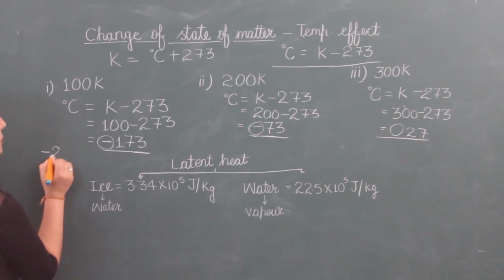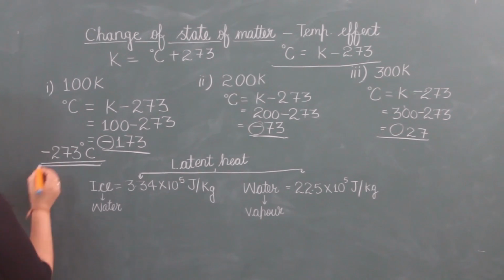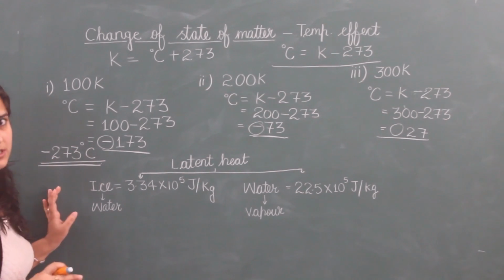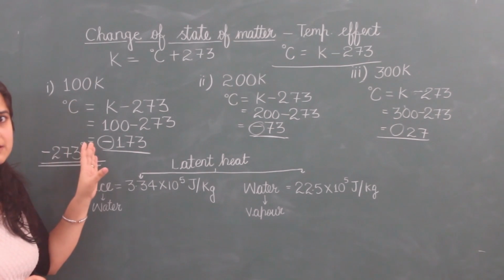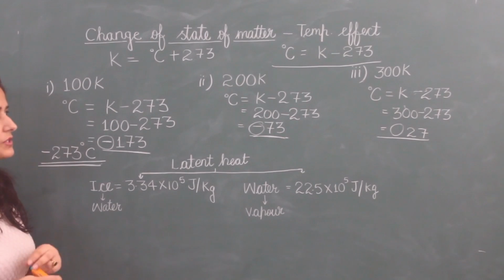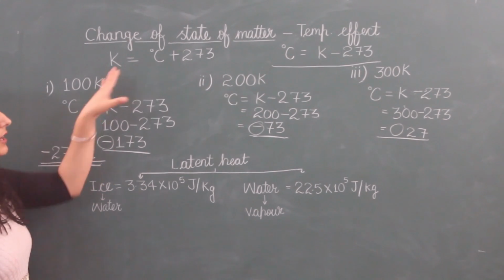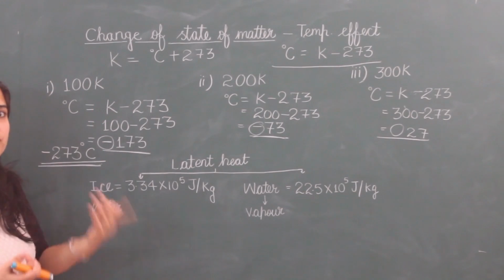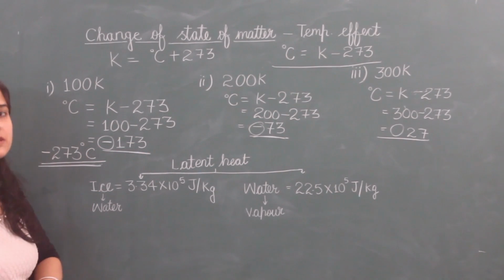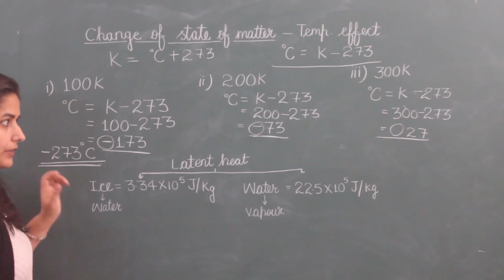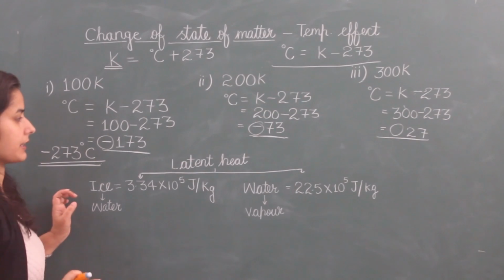minus 273 degrees Celsius, values on the Kelvin scale are positive. That's why the Kelvin scale is preferred over the Celsius scale. In big laboratories, in scientists' laboratories, the Kelvin scale is used because on the Kelvin scale values are always positive, and degree Celsius is used in small labs, in school labs. So the Kelvin scale is preferred over the Celsius scale.